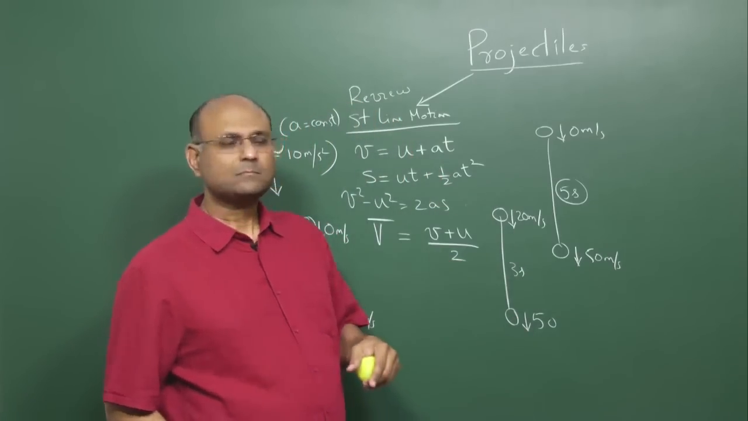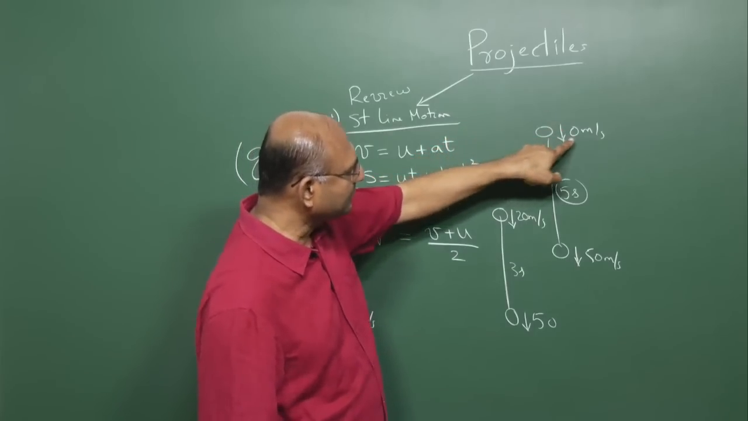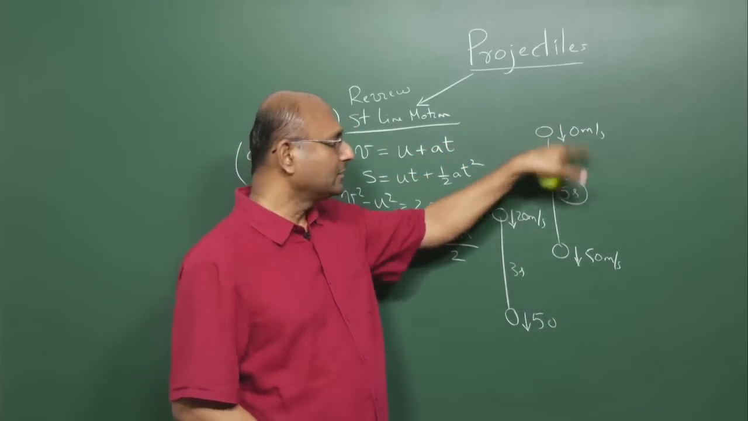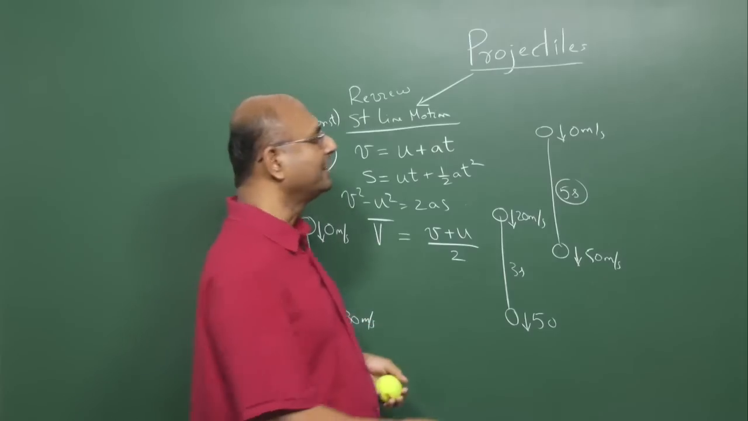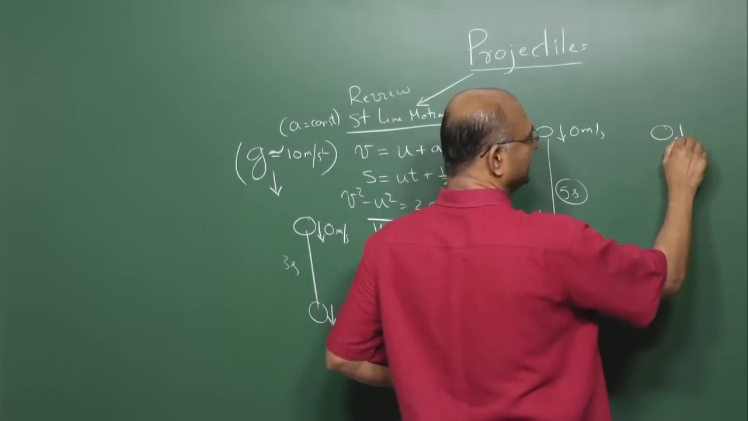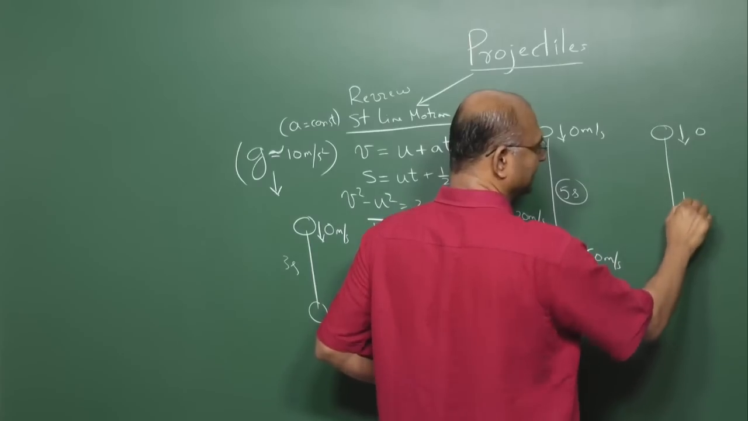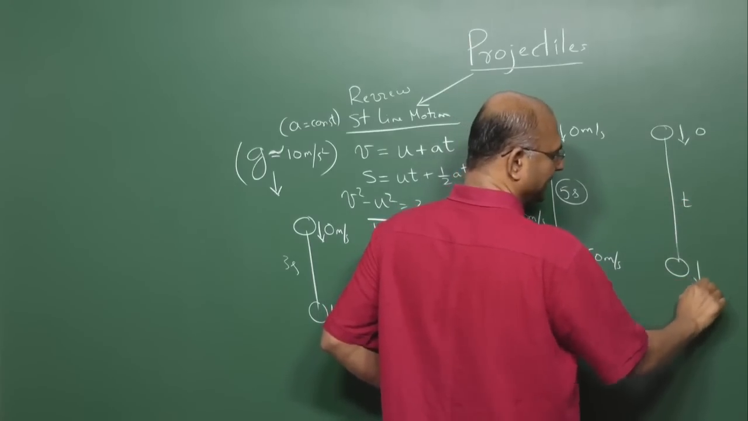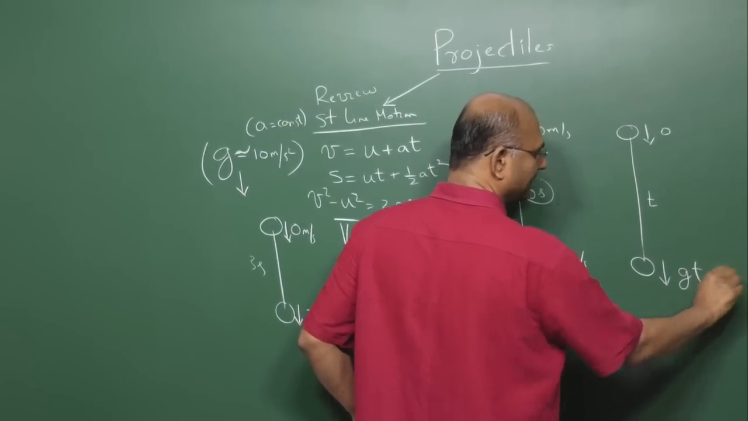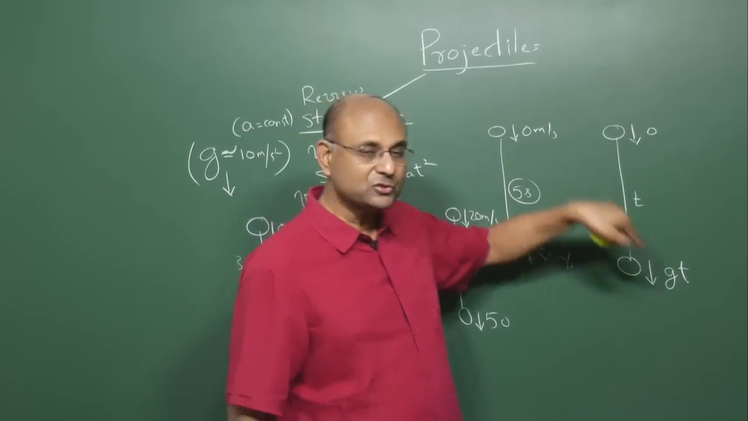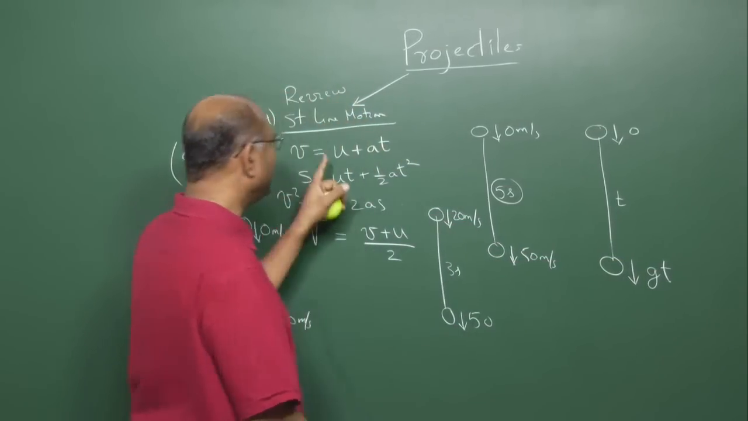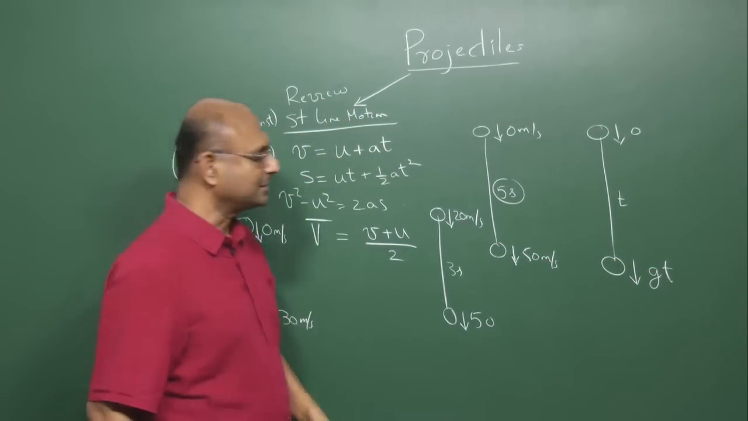Okay? Now we could use average velocity here to say 0, 50, so average velocity must be 25. Or in general, if I say that this was 0 and the object travels for t seconds, the velocity here is gt, because it started with 0. Basically v equals u plus at, u is 0, so just gt.